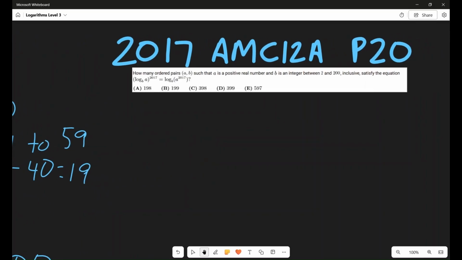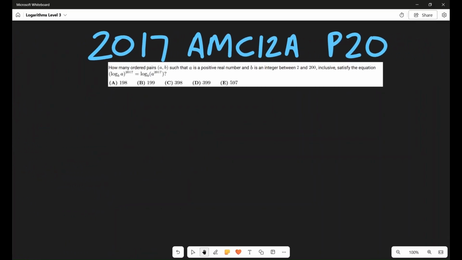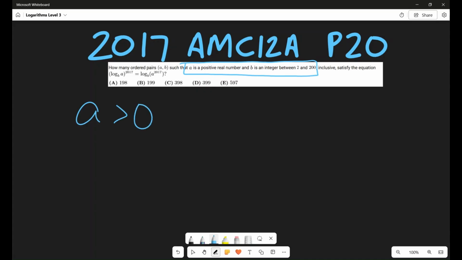So let's move on to the next question. This is the 2017 AMC 12A problem 20, and it reads, how many ordered pairs (a, b) such that a is a positive real number and b is an integer between 2 and 200 inclusive satisfy the equation. As we did in the previous problem, we have to make sure we know the domain for both of our variables here. And lucky for us, we're given the domains right here. So all we know is that a is positive, so a is more than 0, and b is an integer between 2 and 200. So that means, this might be handy in the future, there are 199 possible values.